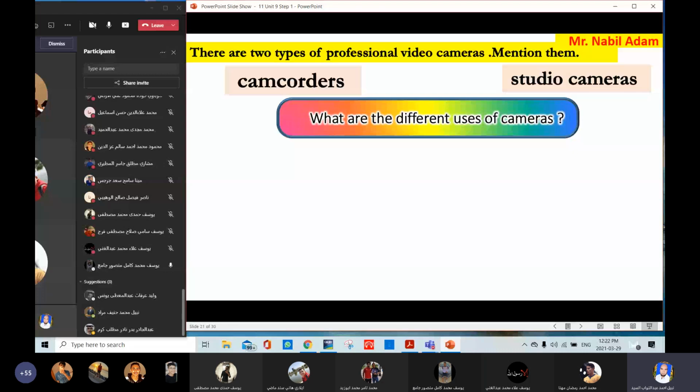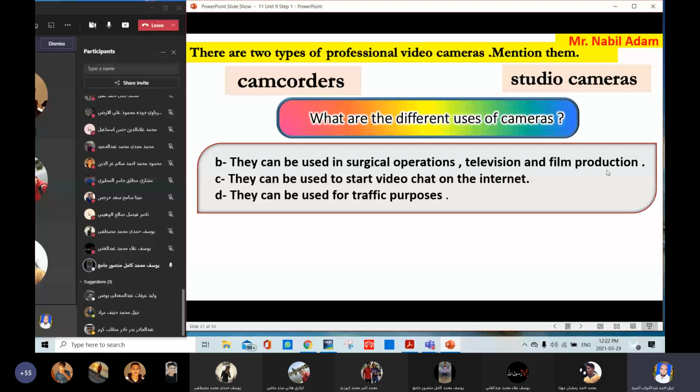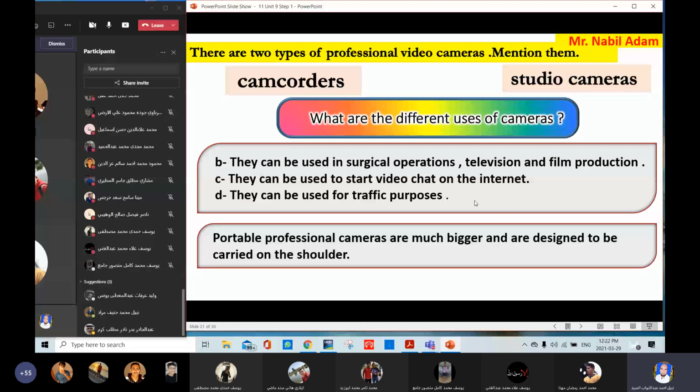Thank you. So here they can be used in surgical operations, television and film production. They can be used to start video chat on the internet. They can be used for traffic purposes, for security or for civilians. Portable professional cameras are much bigger and are designed to be carried on the shoulder. Here, this is the difference between professional cameras and consumer cameras.